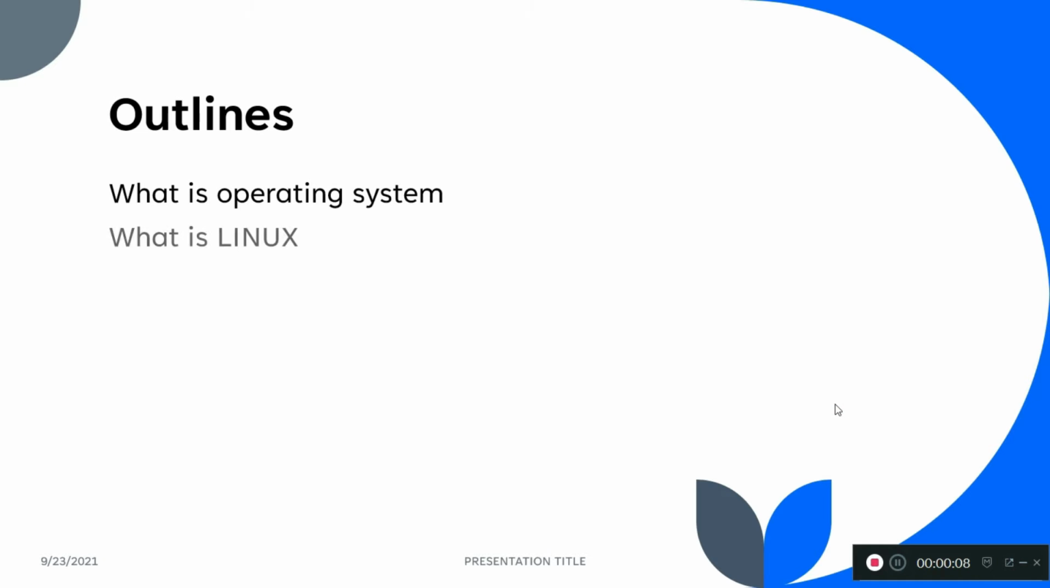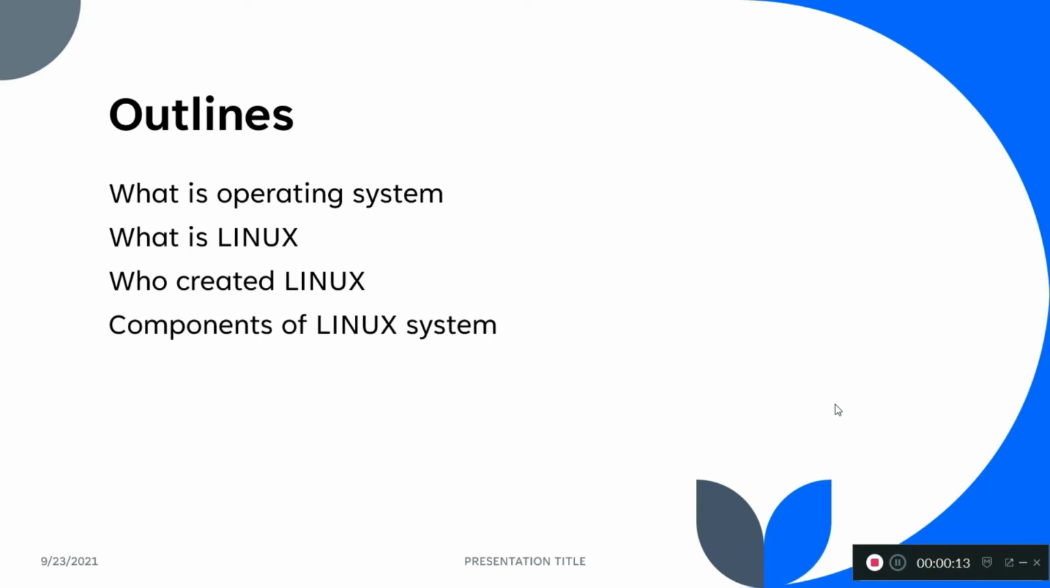My outlines are: what is an operating system, what is Linux, who created Linux, components of the Linux system, kernel mode versus user mode, and the basic features of an operating system.